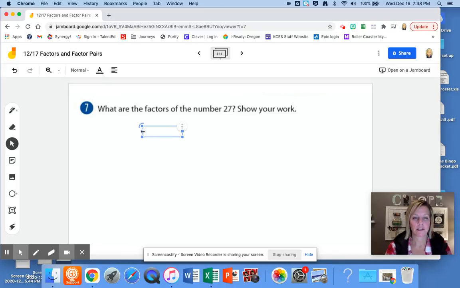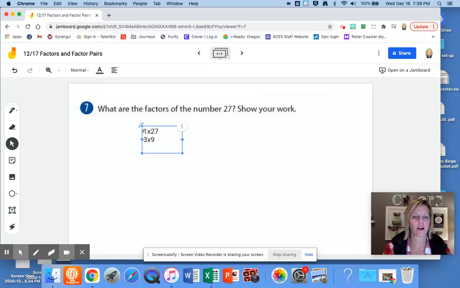Okay, so factors of 27. Well, I'm going to start with 1 because I know 1 times 27 is a factor pair. All right, so now I'm going to go to 2. No, 27 is odd. So 2 is not a factor of 27. All right, let's go to 3. 3 times, let's see, 3 times 10 is 30. Oop, that's too many. 3 times 8 is 24. 25, 26, 27. Ooh, 3 times 9 is 27.